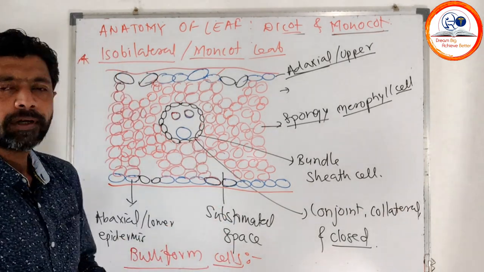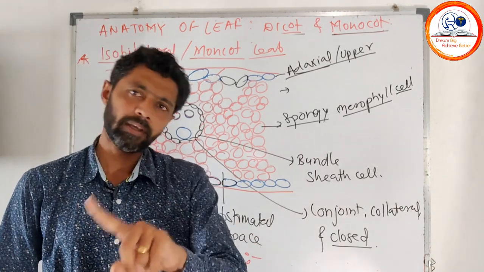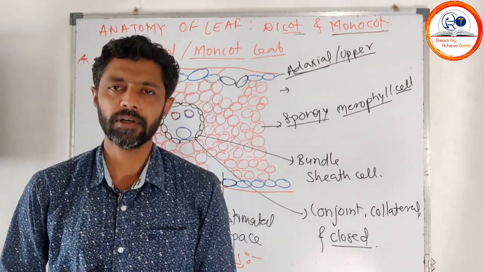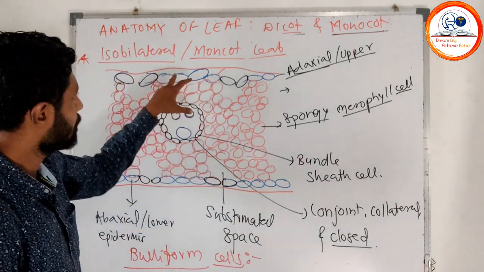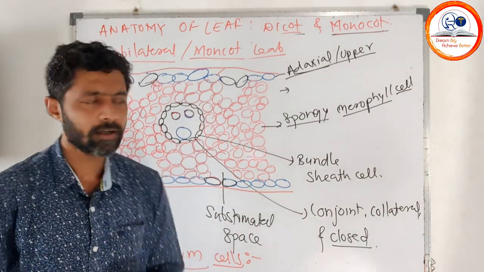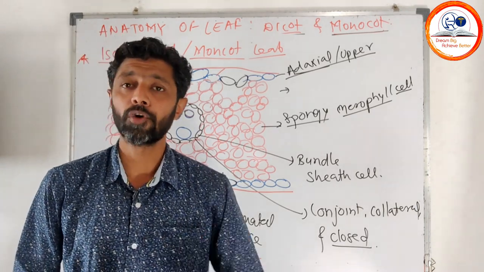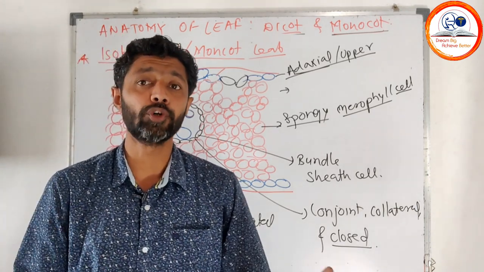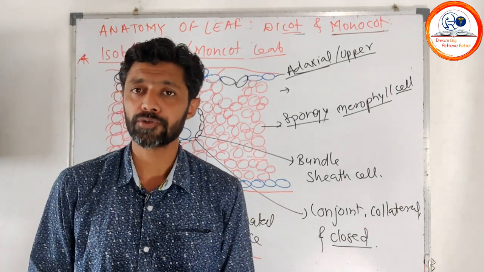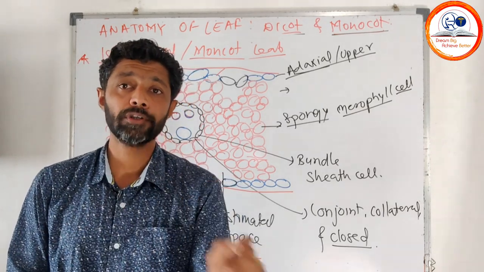Here on the upper epidermis and lower epidermis, both epidermal surfaces will have stomata. In dicots, only the lower epidermal surface had stomata. Here, the upper as well as the lower epidermal surface both have stomata. And so we call these leaves amphistomatic leaves. So we call the monocot leaf amphistomatic. Amphi means both. On both epidermal surfaces there is the presence of stomata, so we call them amphistomatic leaves.